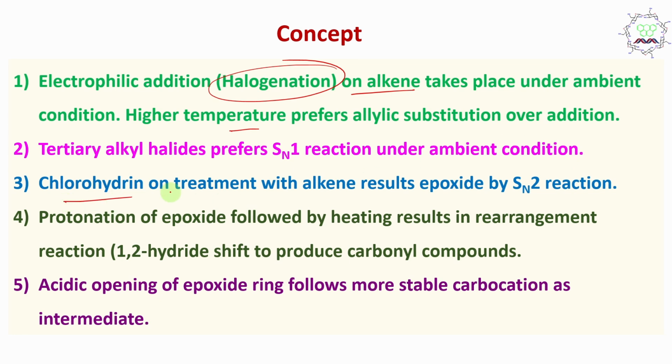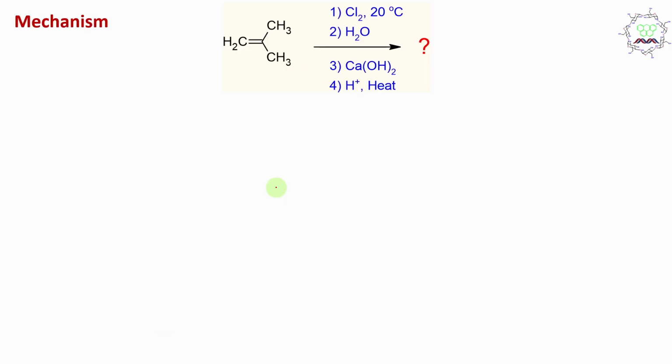Next, chlorohydrin, meaning adjacent carbon with chlorine and OH, on treatment with base results in epoxide by intramolecular SN2 reaction, or Williamson ether synthesis type reaction. Next, protonation of epoxide, which is nothing but a cyclic ether, followed by heating, results in rearrangement reaction by 1,2 hydride shift to produce carbonyl compound. So you may compare this with pinacol pinacolone rearrangement, as epoxides you may consider the dehydrated or ether form of 1,2-diol. Next, acidic opening of epoxide ring follows the more stable carbocation as intermediate. So this many steps or concepts will be utilized in this stepwise reaction.